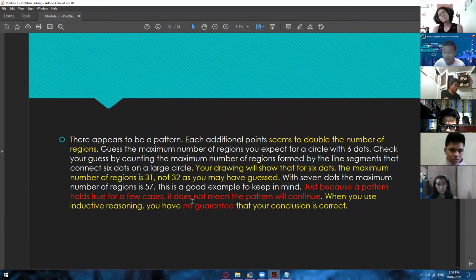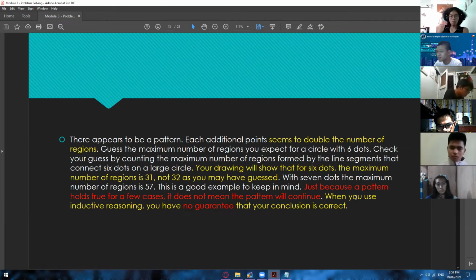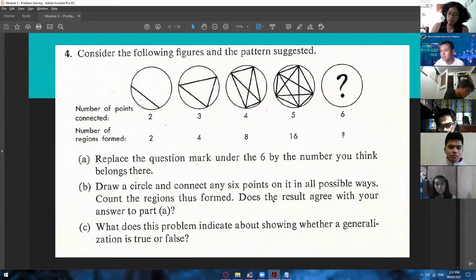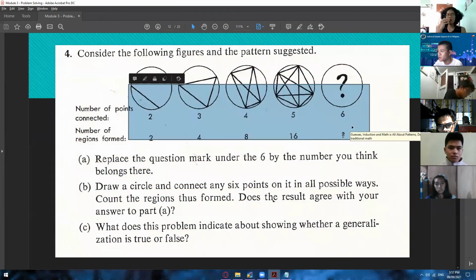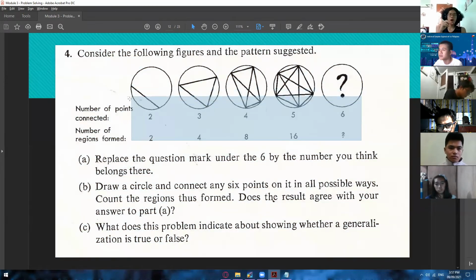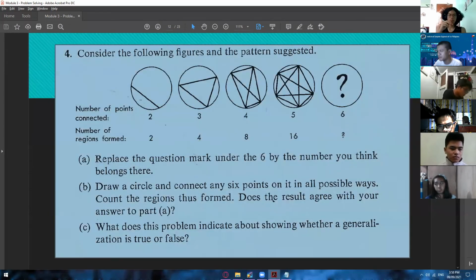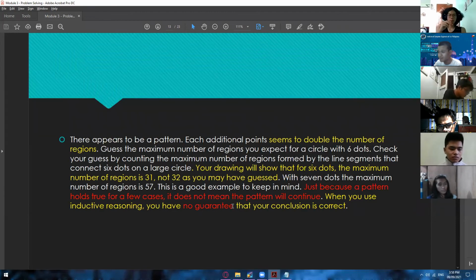There are actually a lot of cases like this wherein it holds for 5, 6, 7 correct terms, but at the next one, it's not correct anymore. So when you use inductive reasoning, you have no guarantee that your conclusion is correct. Even if your approach is correct, it's still not guaranteed.